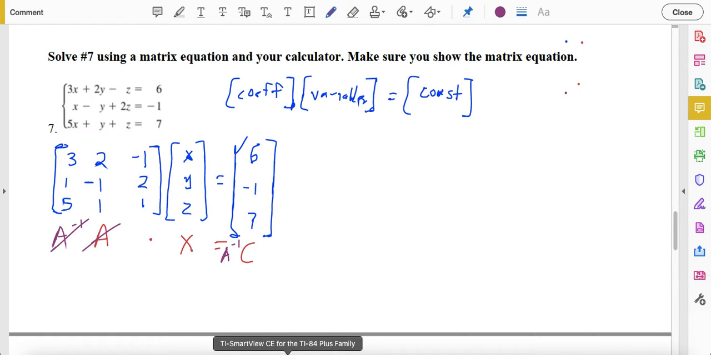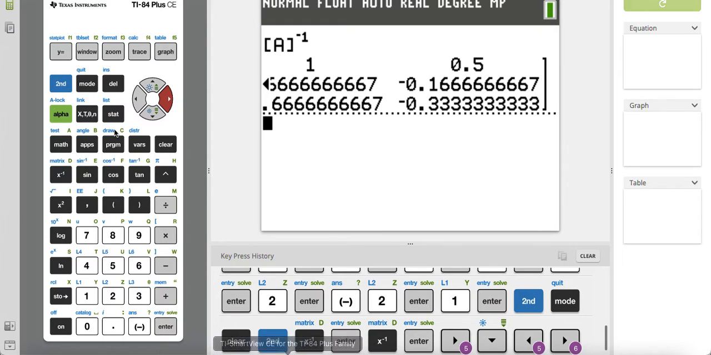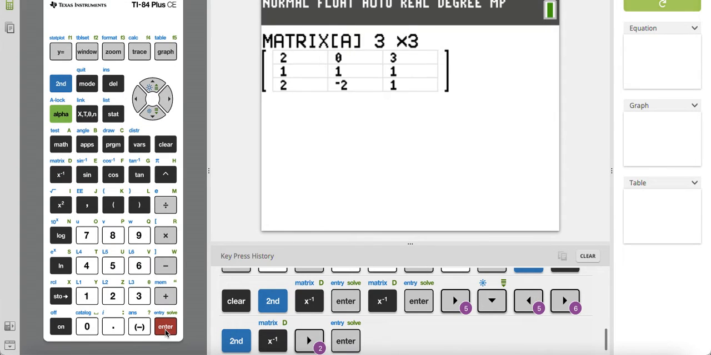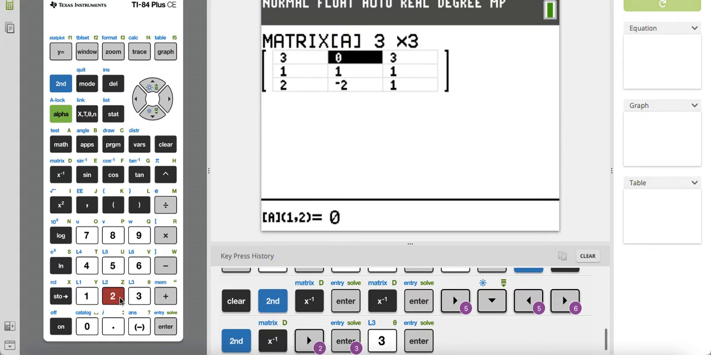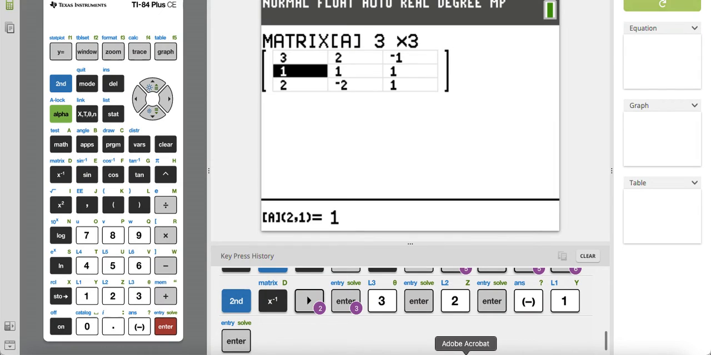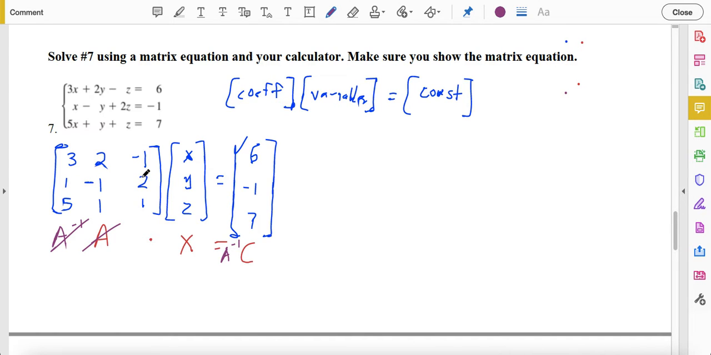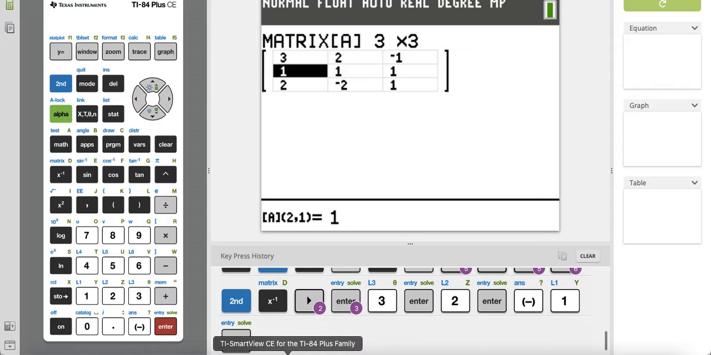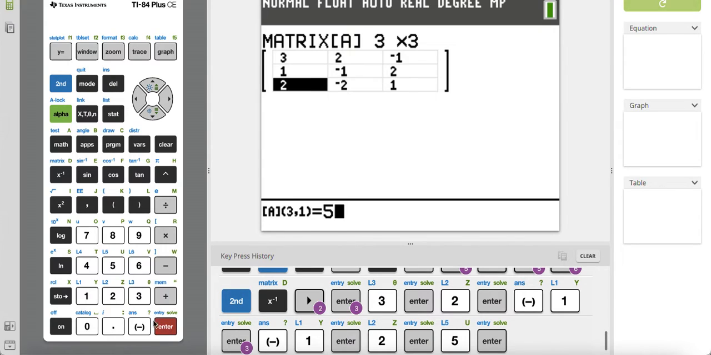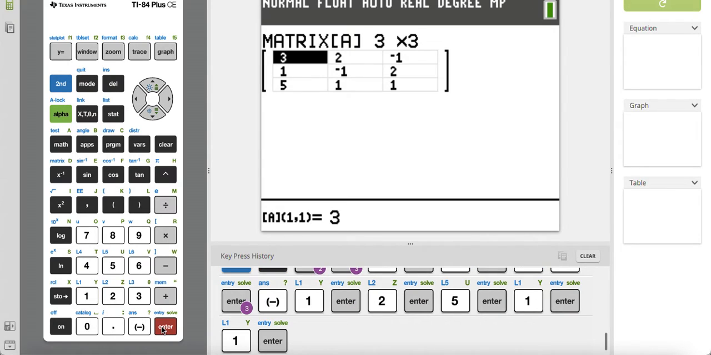So we got to enter matrix A, which is 3, 2, negative 1, 1, negative 1, 2. So we go to second matrix, edit our matrix A. So it was 3, 2, negative 1, 1, negative 1, 2, 5, 1, 1. All right, so that's our matrix A.